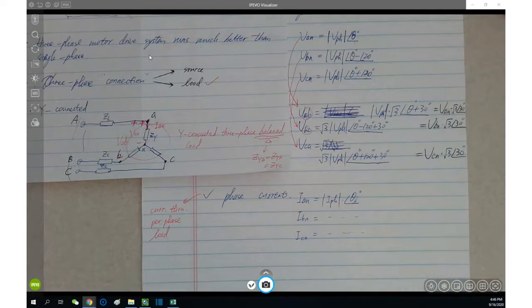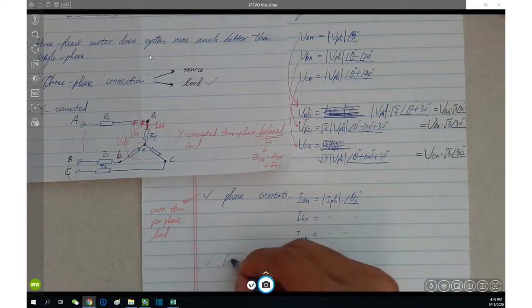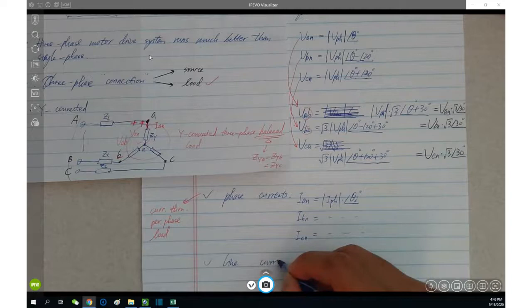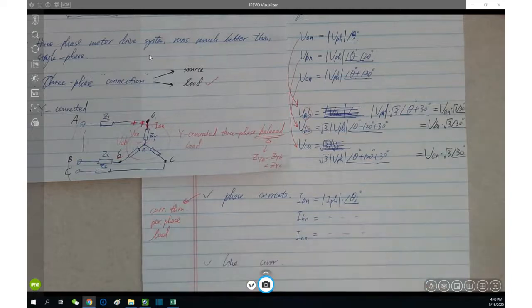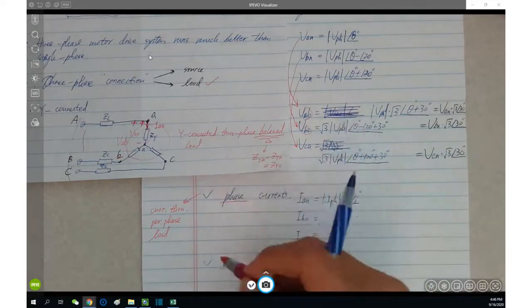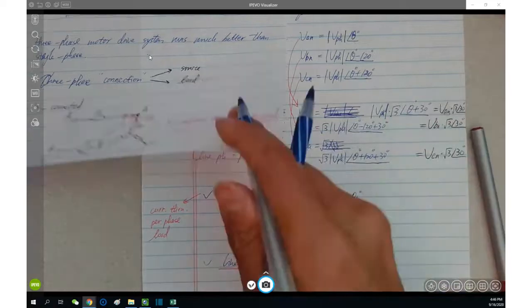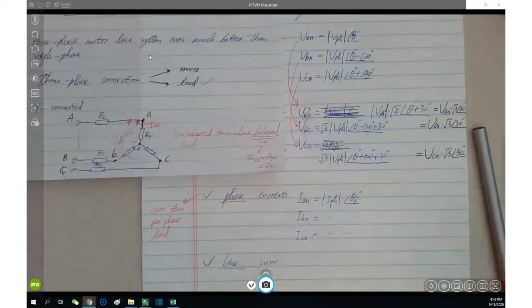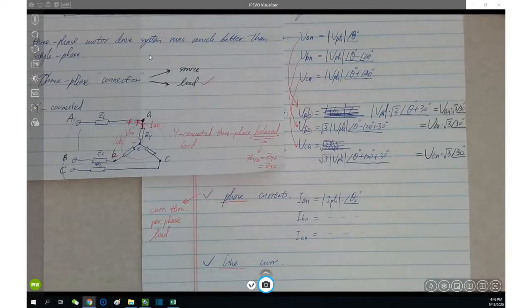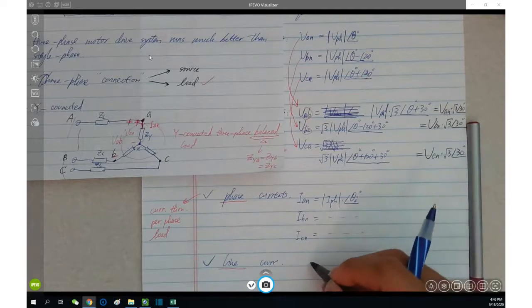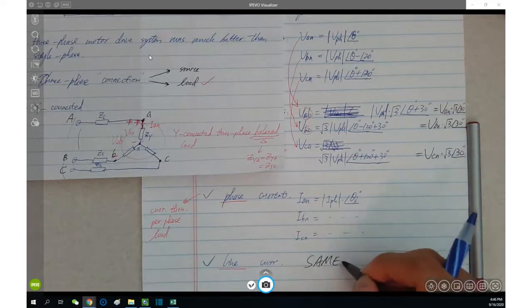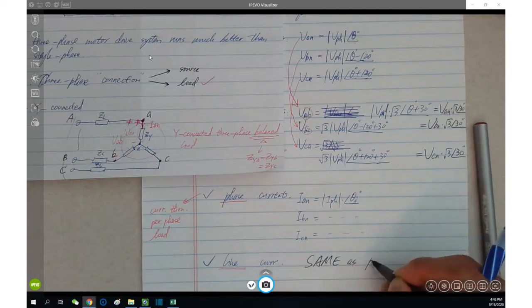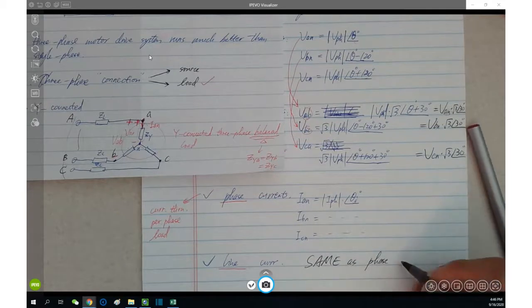The next thing is line current. I think you know the conclusion. The line currents for the Y connected load are the same. Now here we go, the same as phase current, of course.